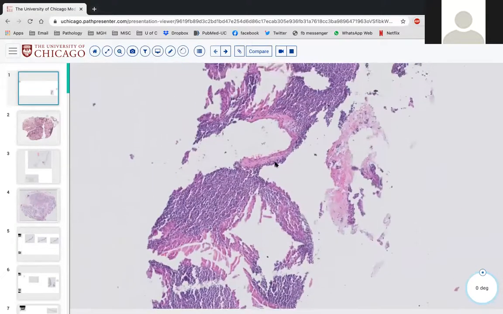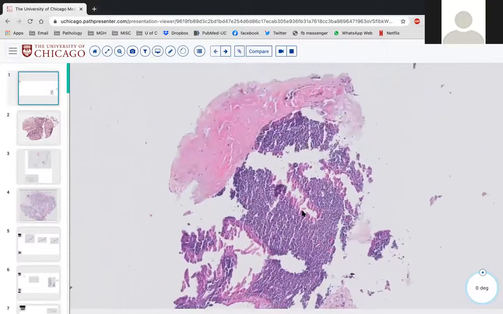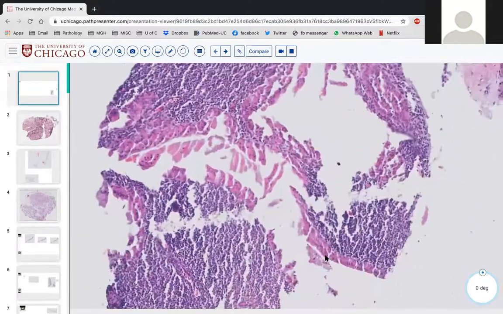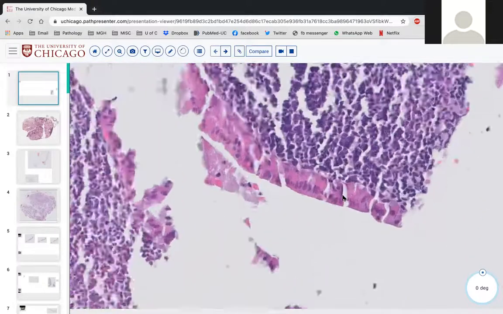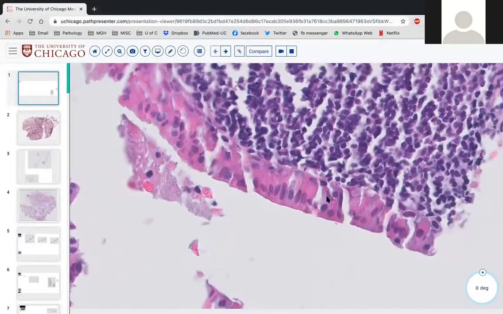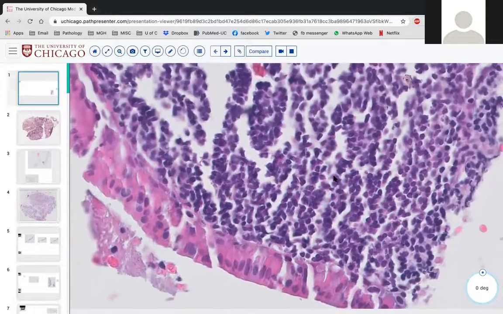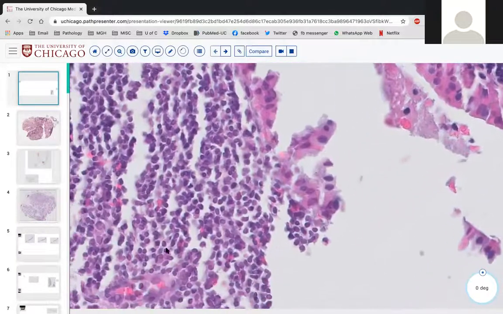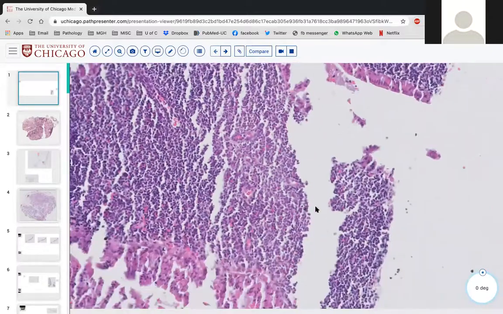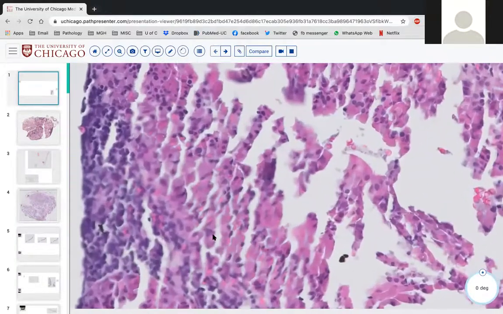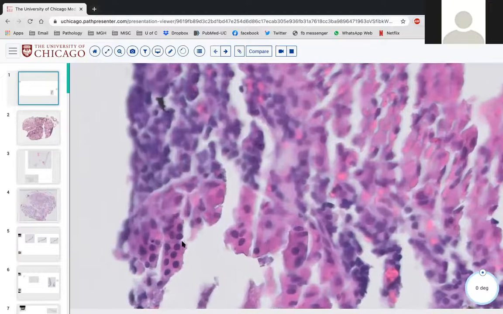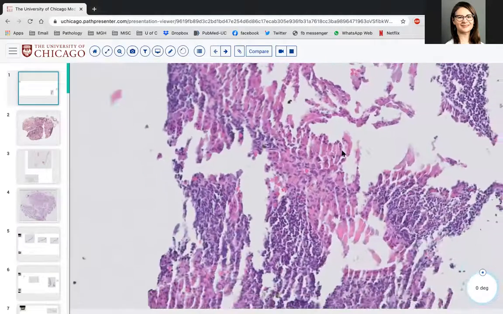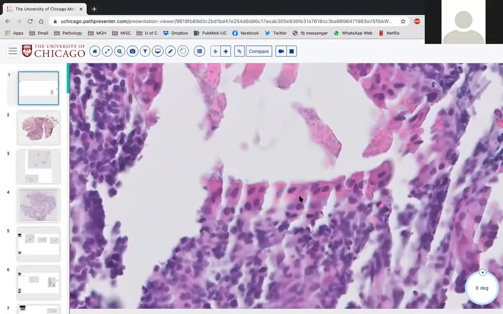So on low power, we can see that it's quite blue, but at the same time, there are streaks of pink cells within it. If we zoom in a little bit more, we can see that the blue cells are composed of what look like lymphocytes, which are quite dense. And the pink bands are composed of plump oncocytic cells, maybe in a couple of layers thick. Shall I jump to the diagnosis?